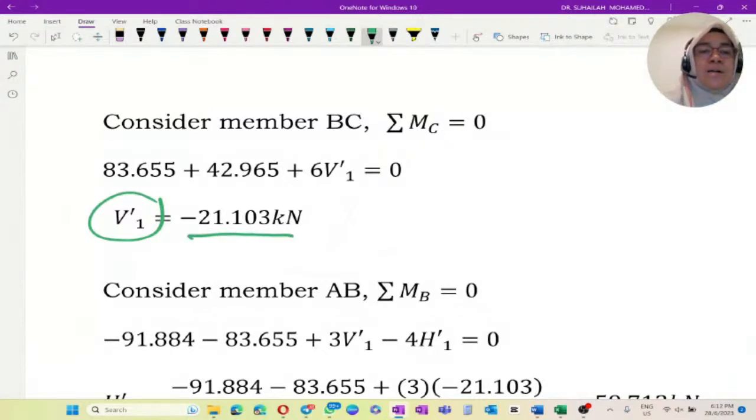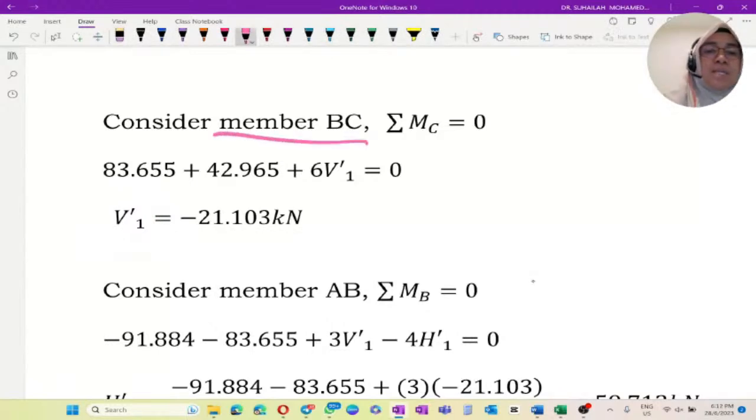So we get the value equivalent to negative 21.103 kilonewton. This is beam analysis. We analyze this just like we calculate the reaction at the support of a simply supported beam, using the equilibrium equation. So once we get V1 prime, then we will consider another member.